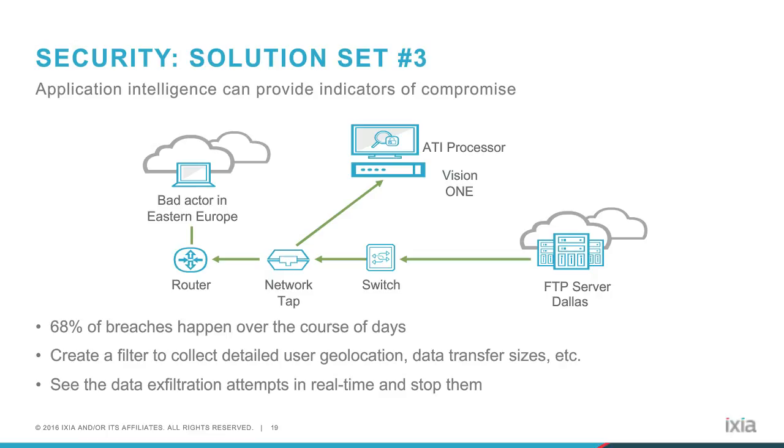Consider this. According to a 2016 Verizon DBIR report, almost 68% of breaches happen over the course of several days. So a rapid response to security threats could help minimize the cost of a breach based upon this information. Unfortunately, this is not the norm. According to a 2016 TrustWave Global Security Report, the average time for breach detection was 168 days. This gives the intruder plenty of time to exfiltrate any data they want.